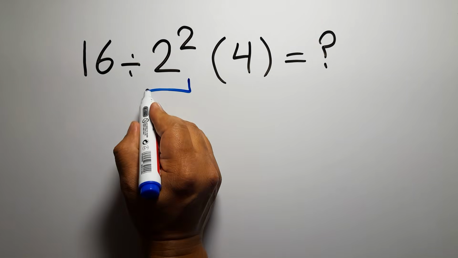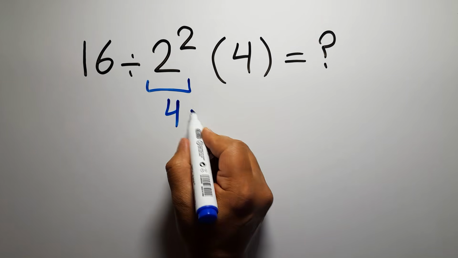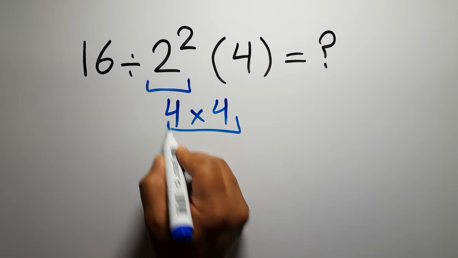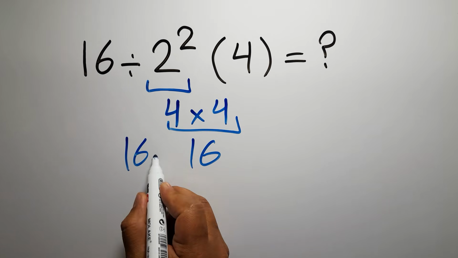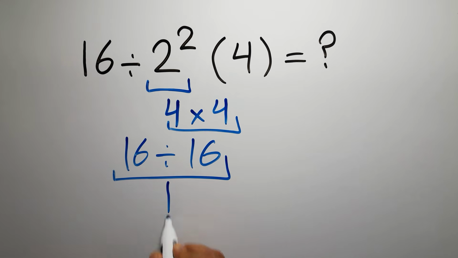2 squared gives us 4. And 4 times 4 equals 16. Okay, so 16 divided by 16 is just 1. But this answer is not correct.